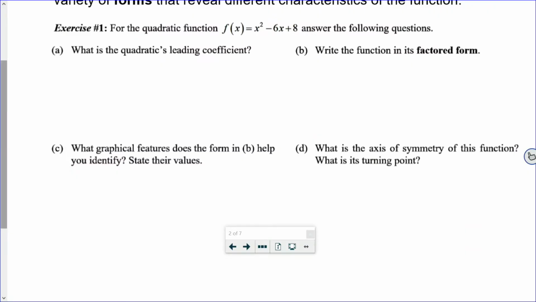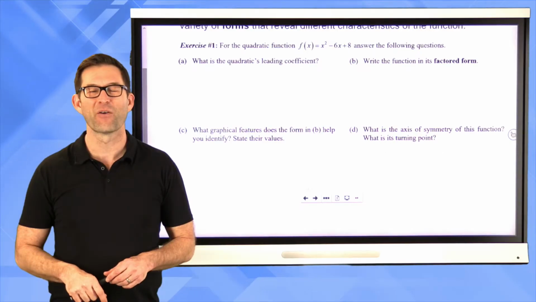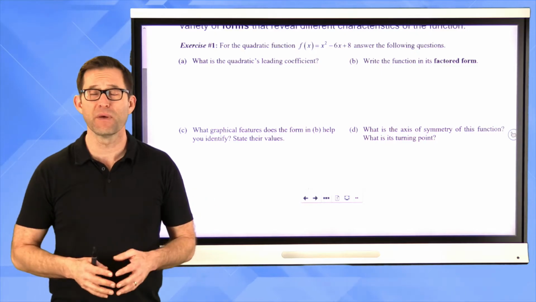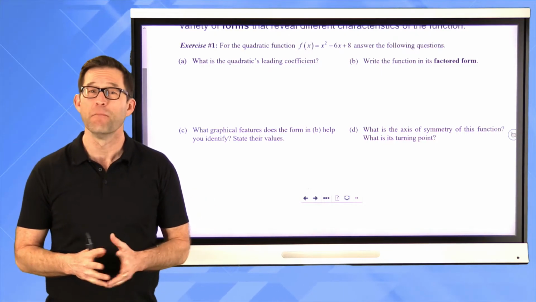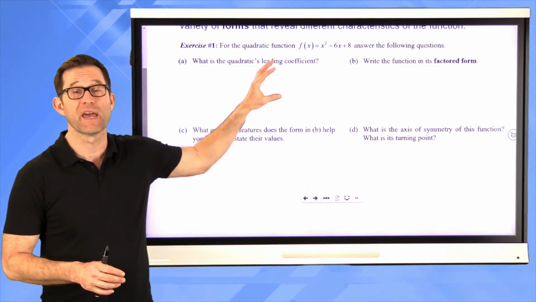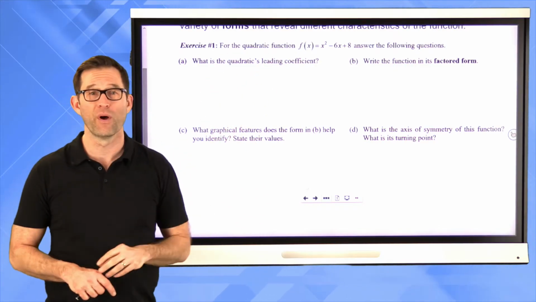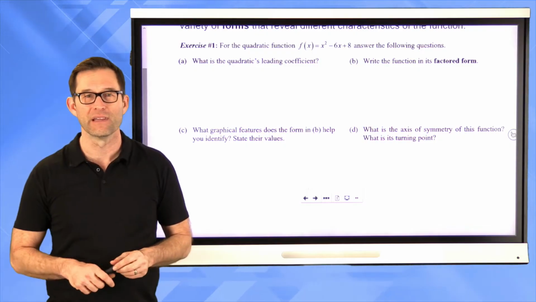For the quadratic function f of x equals x squared minus 6x plus 8, answer the following questions. Letter A, what is the quadratic's leading coefficient? All right, that should be a piece of cake. It's been a little while since we've talked about the leading coefficients of polynomials, but that should be real easy, and trust me when I say I've left you way more room than what you need here. Why don't you go ahead and write down the leading coefficient?